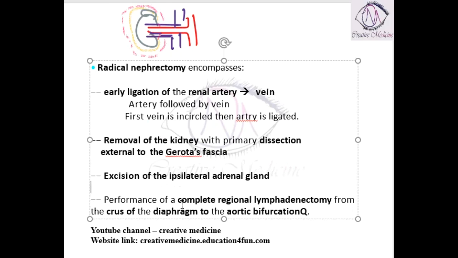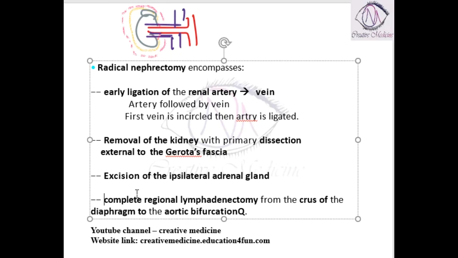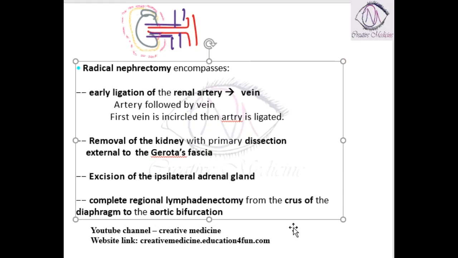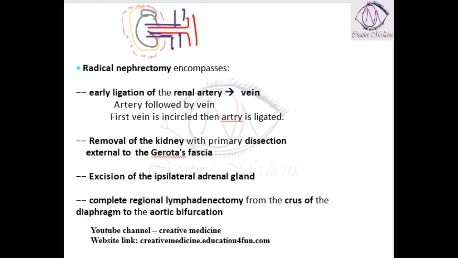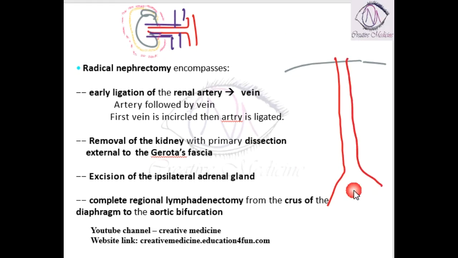Then a complete regional lymphadenectomy should be done. That is from the crus of the diaphragm to the aortic bifurcation, we do the complete regional lymphadenectomy. That means in the descending aorta, this is the diaphragm. This is the descending abdominal aorta which will bifurcate into the common iliac vessels. And before bifurcation, it will give the renal arteries to the kidneys.